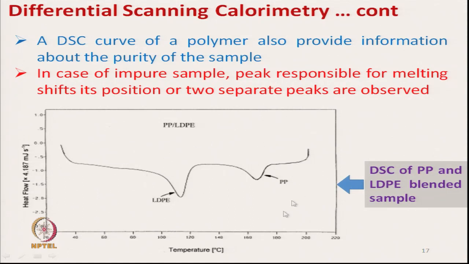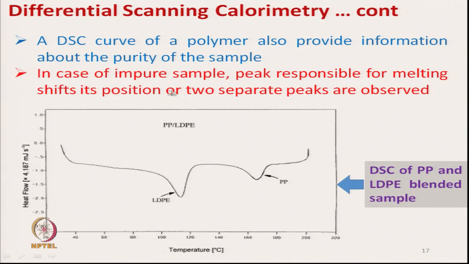So, this curve is of a blend of polypropylene and low density polyethylene. As this is blended, polypropylene will have a certain melting point here, and LDPE will have another melting point here. These two different peaks show that this polymer is actually a mixture of polypropylene and LDPE.